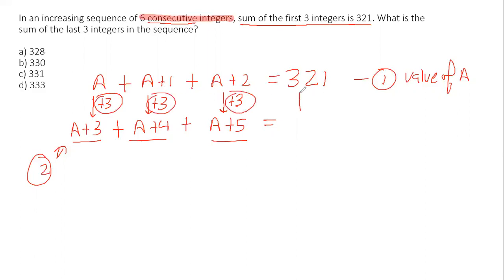So the sum of the series will definitely be 9 more, plus 3 plus 3 plus 3. So eventually the sum of the last 3 terms in the sequence will directly be 9 more and will straight be 330. So sometimes students try to figure out the value of a, replace that value of a in the second equation, and try to get the answer. I'm not saying that's a wrong method. That's also correct. You can always do that.